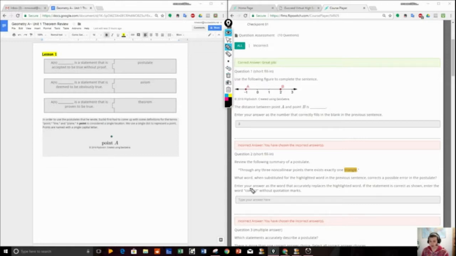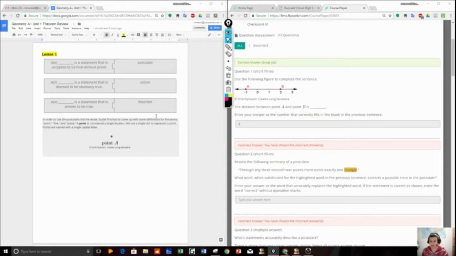Question 2. Review the following summary of a postulate. Through any three non-collinear points, there exists exactly one triangle. What word, when substituted for the highlighted word in the previous sentence, corrects a possible error in the postulate? Enter your answer as the word that accurately replaces the highlighted word.